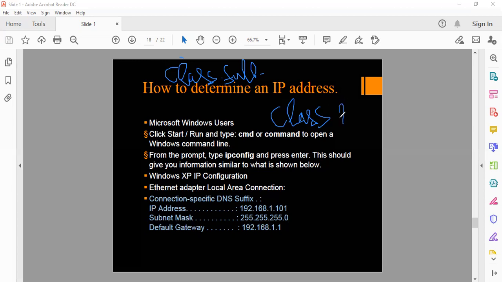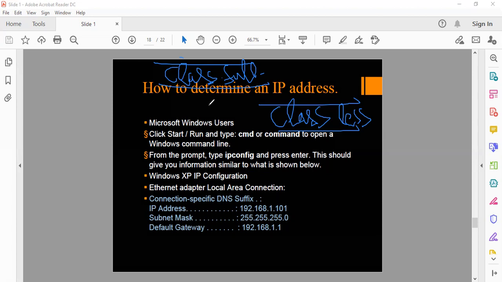Classless means supporting subnet masks or subnetting. And classful means default subnet masks, like 10.1.1.1/8. This is classful. And 10.1.1.1/24 or /16 is called classless.